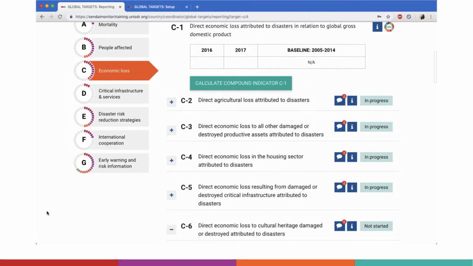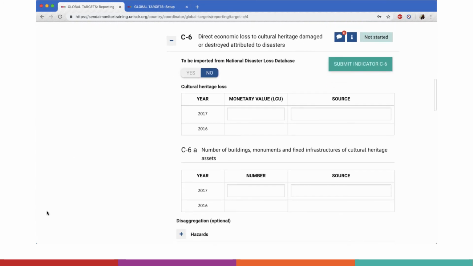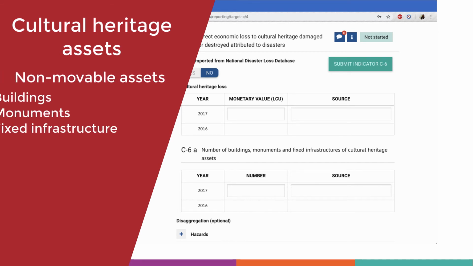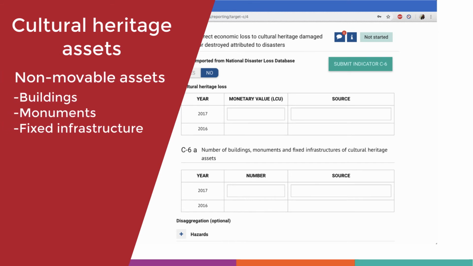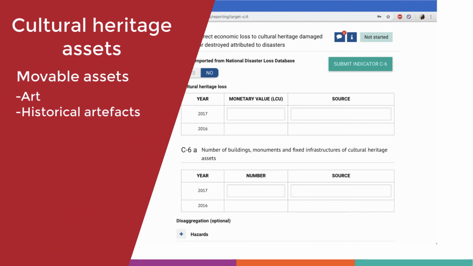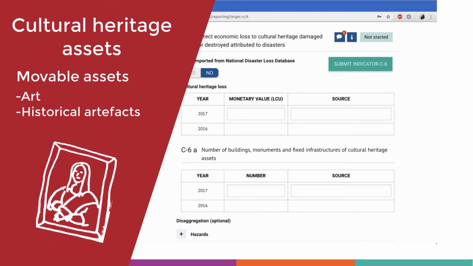C6 is the direct economic loss to cultural heritage damaged or destroyed. Cultural heritage assets are divided into two groups: non-movable assets, which consist of buildings, monuments, and fixed infrastructure like the Angkor Wat or the Taj Mahal, and movable assets, which consist of art and historical artifacts like the Mona Lisa.